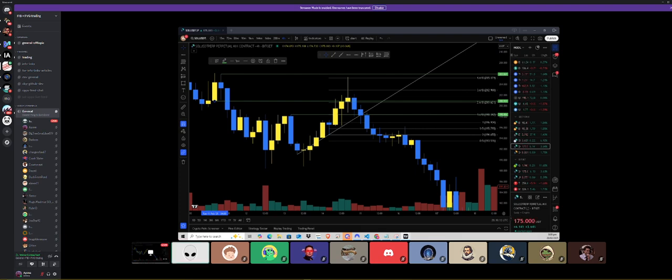We're having a bit of a pop on BTC, yes we are. And Sol's going back up into that 175 block, so 177.916 is the break of that resistance.